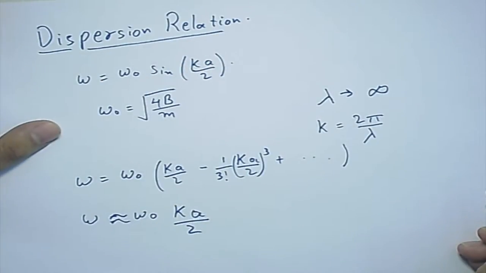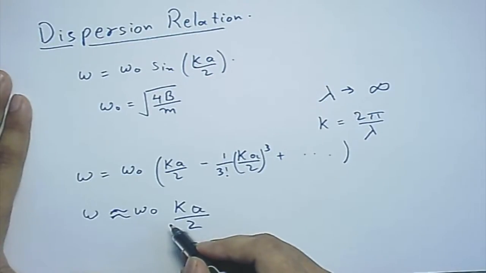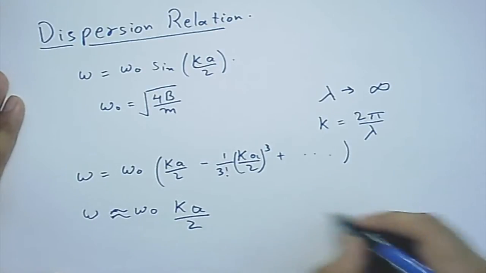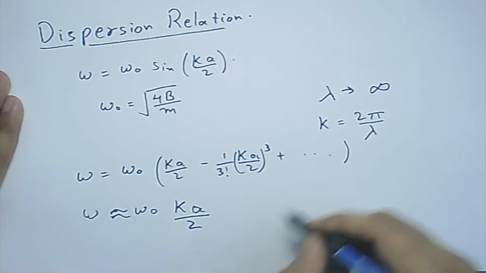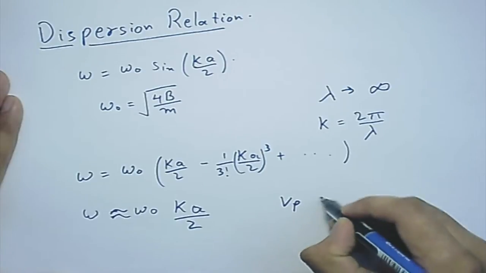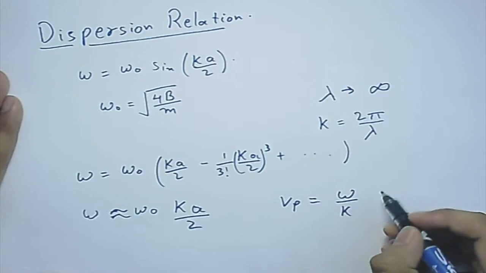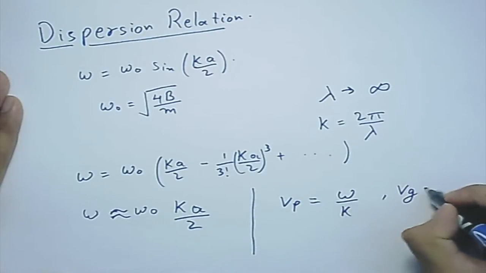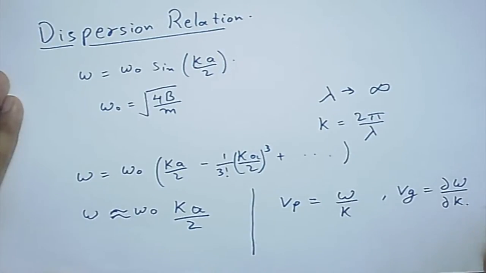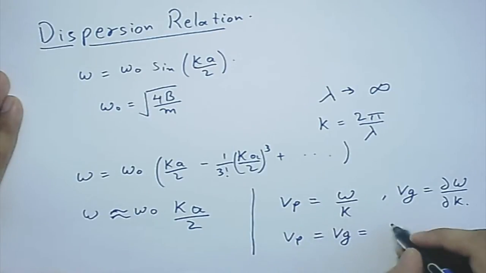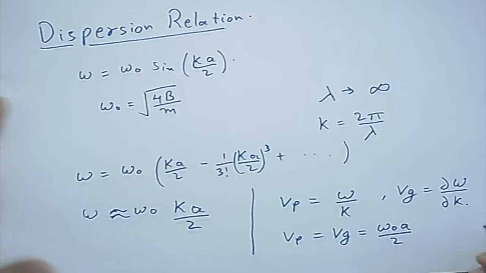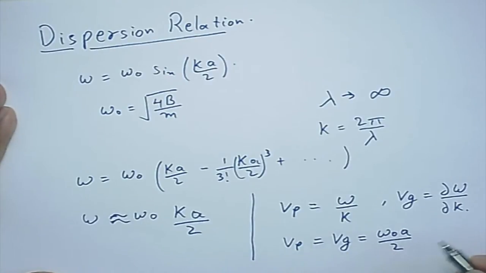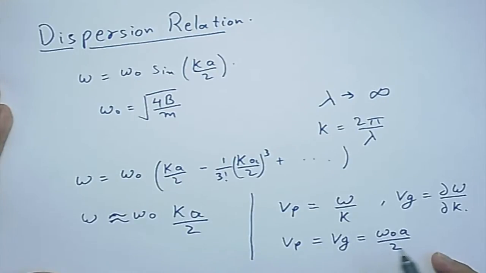For this, if we try to calculate the group and the phase velocities, as Professor Shiv Prasad must have covered in class, the phase velocity is given by v phase equals omega over k, and v group is given by del omega over del k. So in this case, the phase velocity comes out to be exactly equal to the group velocity, and both of them are equal to omega naught a over 2. This is a very interesting result: the phase velocity and the group velocity are equal.